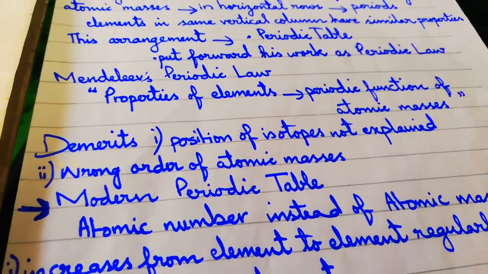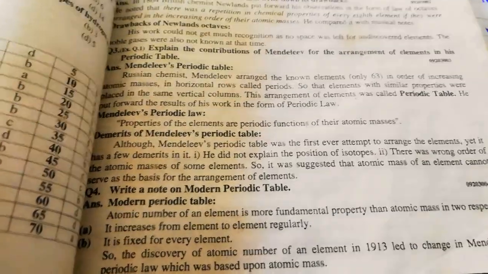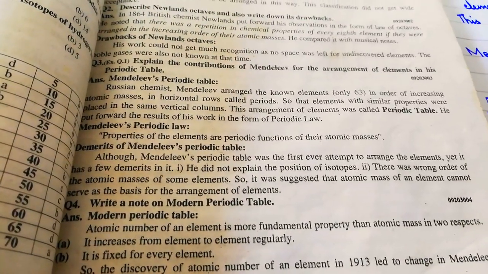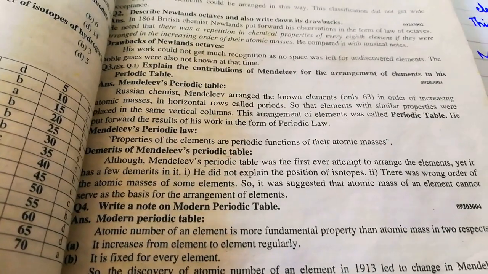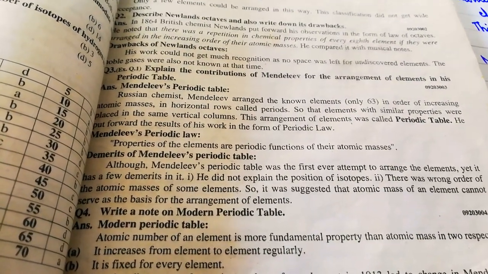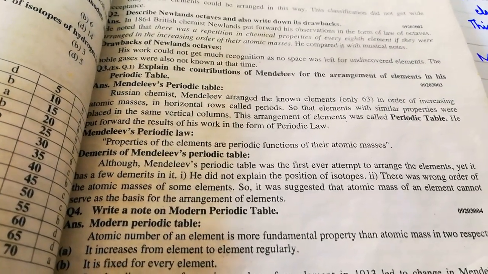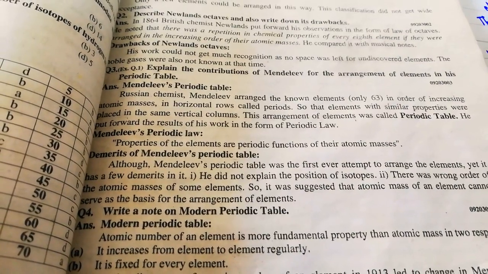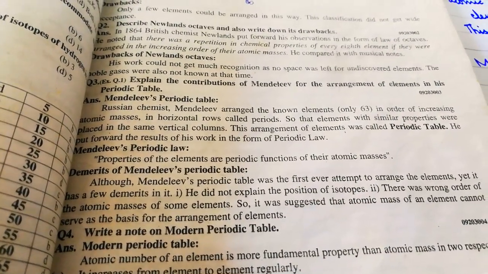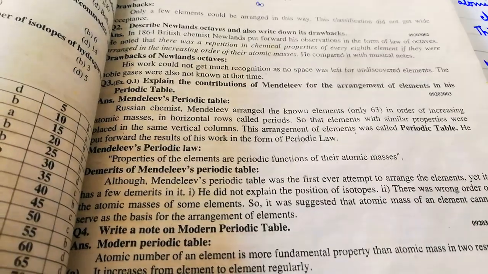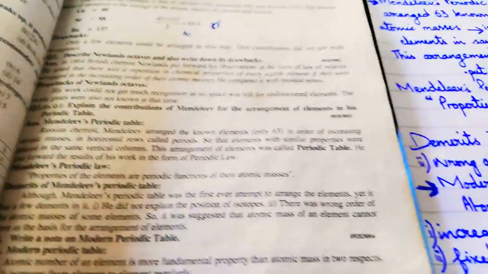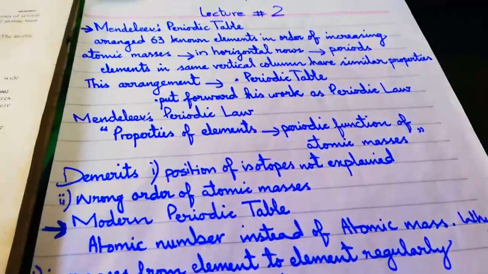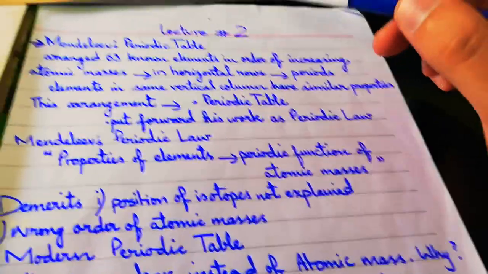I am going to read this point out from the notes now. Although Mendeleev's periodic table was the first ever attempt to arrange the elements, it had a few demerits. He did not explain the position of the isotopes. There was the wrong order of the atomic masses of some elements. So it was suggested that the atomic mass of an element cannot serve as the basis for the arrangement of the elements. Okay, now I'm going to explain this whole topic again.